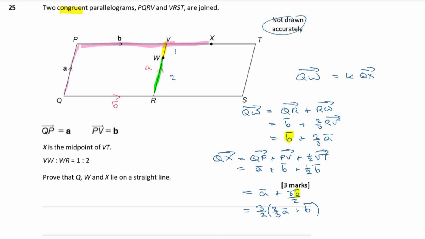again, aren't I then? So then A plus 3B over 2 is the same thing as 3/2 of 2/3 A plus B, but 2/3 A plus B, that was QW. So I've shown then that Q to X is 3/2 of Q to W. Okay, in other words, one is a scalar multiple of the other, and by doing so I've now shown that Q, W and X must be collinear. Therefore Q, X and W are collinear, which means they lie in a straight line. Okay, so I did it.